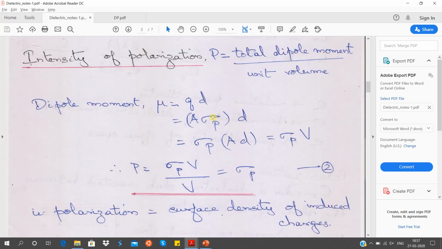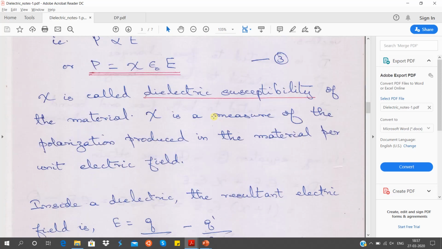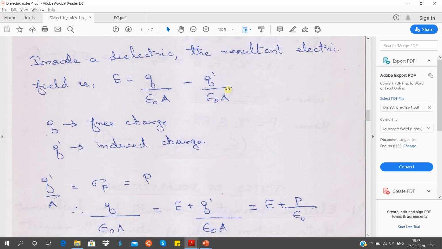Now let me go further into the derivation. So what do I get? I get the resultant electric field as the field due to the free charges, that is Q divided by epsilon naught A. From where is it coming? It's coming from the Gauss law we just talked about. And minus Q prime by epsilon naught A, again applying the Gauss law, but this time for the bound charges or the induced charges. So E equals Q by epsilon naught A minus Q prime by epsilon naught A.